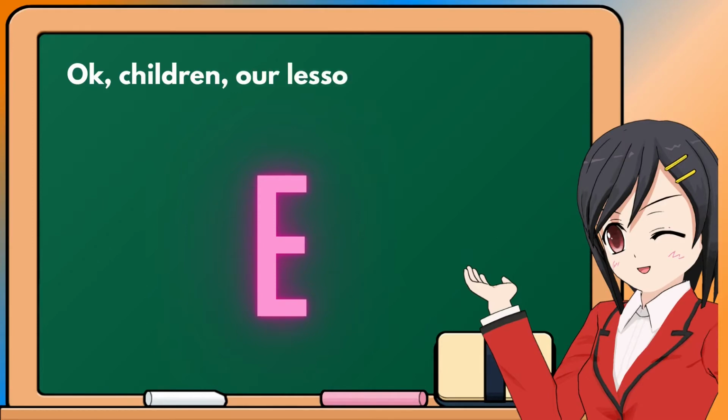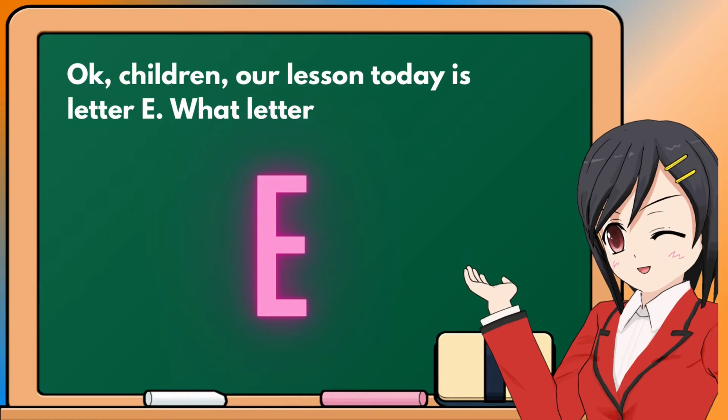Okay, children, our lesson today is letter E. What letter is this? Okay, very good. This is letter E. Again, E. And the sound of letter E is E. Again, what's the sound of letter E? E. Okay, let us sing the sound of letter E. E, E, E, E, E, E.